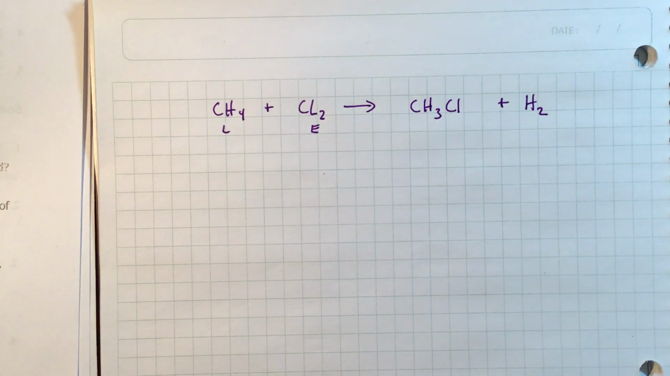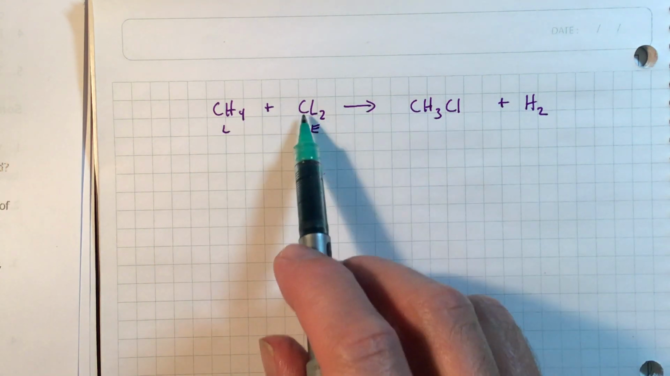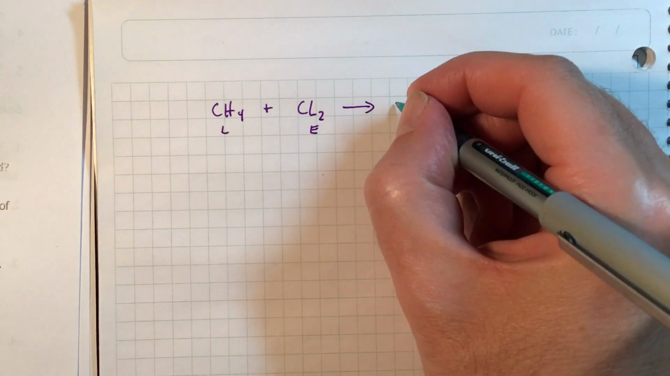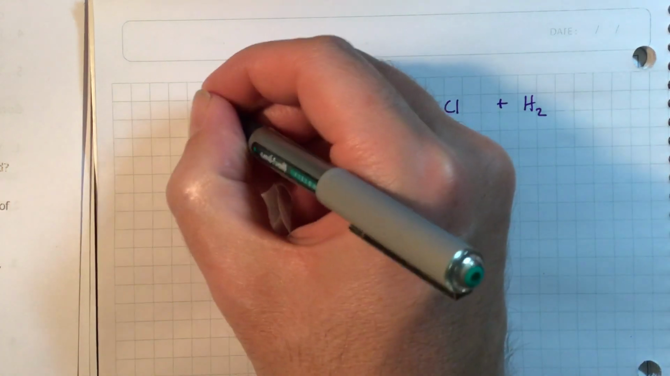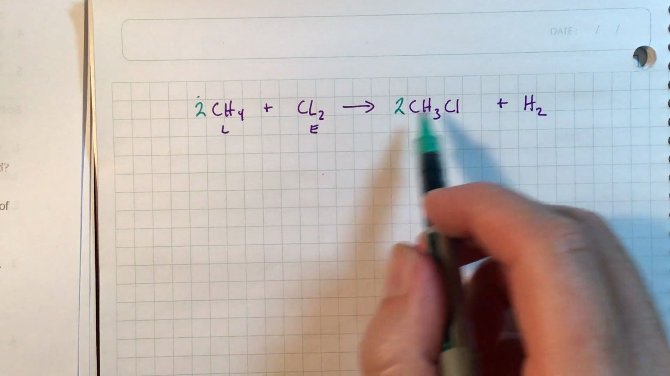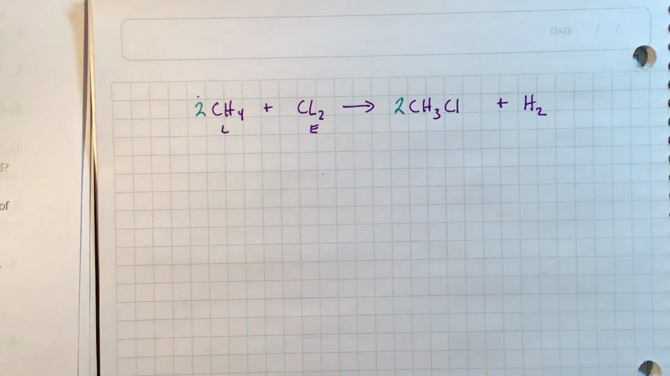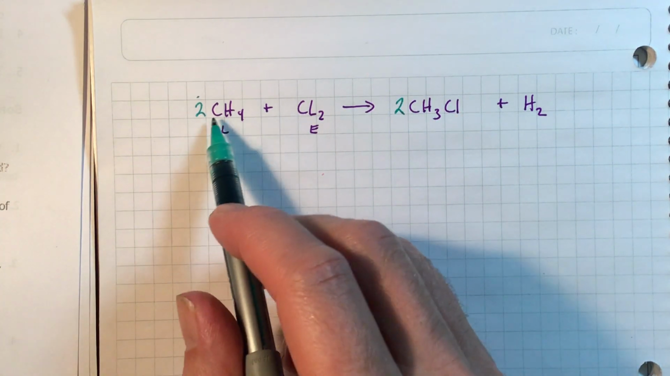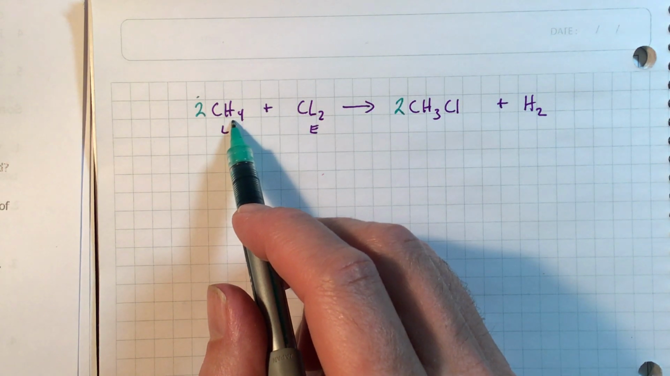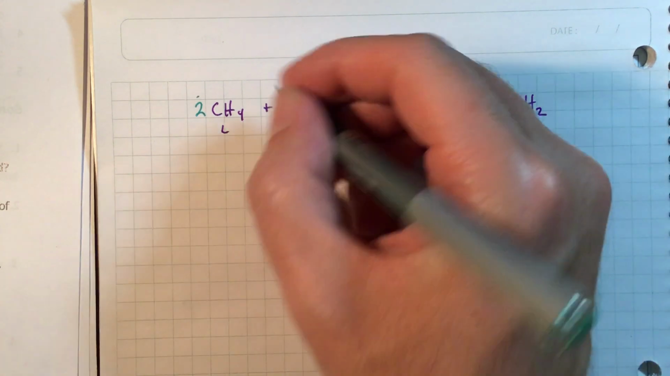This sucks. Really, it does. Because our H's are the problem. C's are balanced. Cl's are not balanced. We need two of these guys. Then we need two of these guys. Now Cl's are balanced and C's are balanced. Good. Now let's count up our H's. I've got 8 H's here. I've got 8 H's here. Perfect.